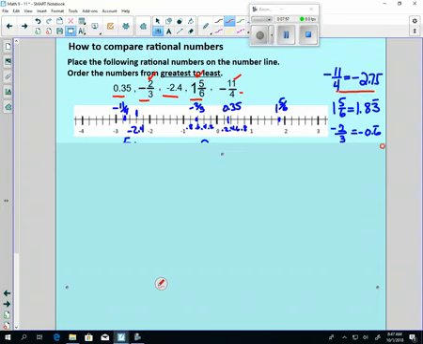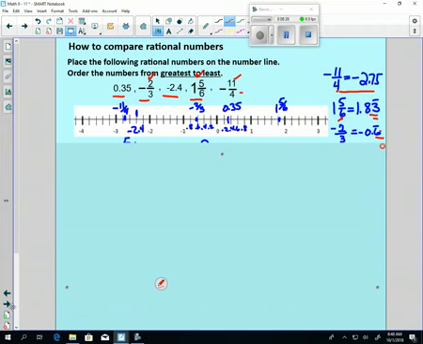1 and 5/6. If I take 5 and 6 and divide it, 5 divided by 6, I get 0.8333. So it is 1.83. And -2/3, divide 2 by 3, I'm going to get 0.666 repeating. So -2/3 is -0.6. Now we have all decimal numbers.